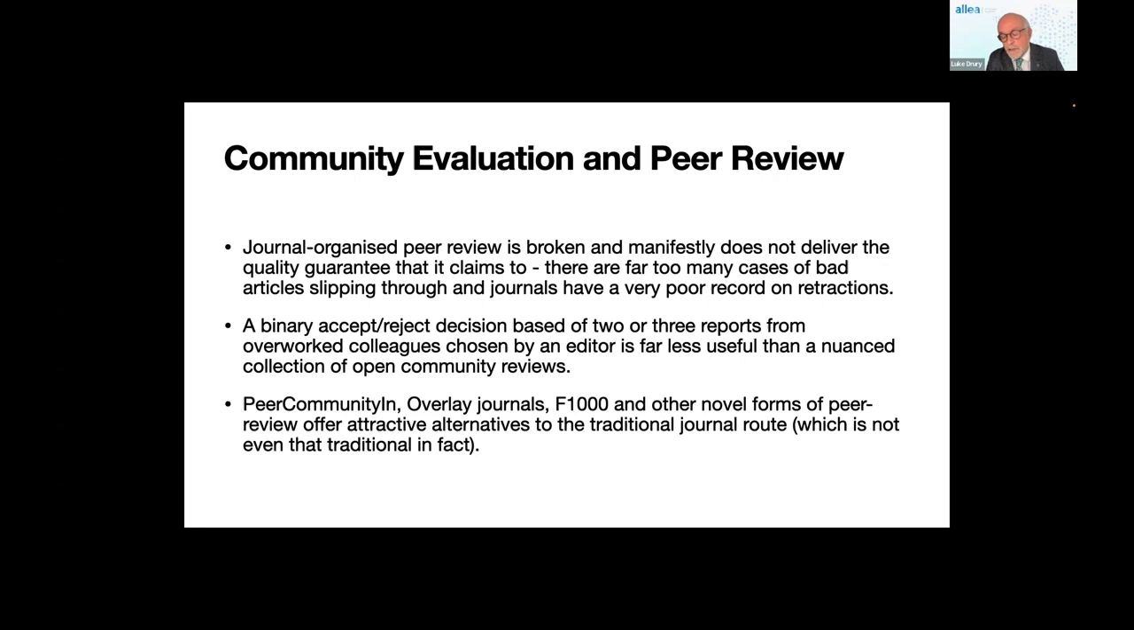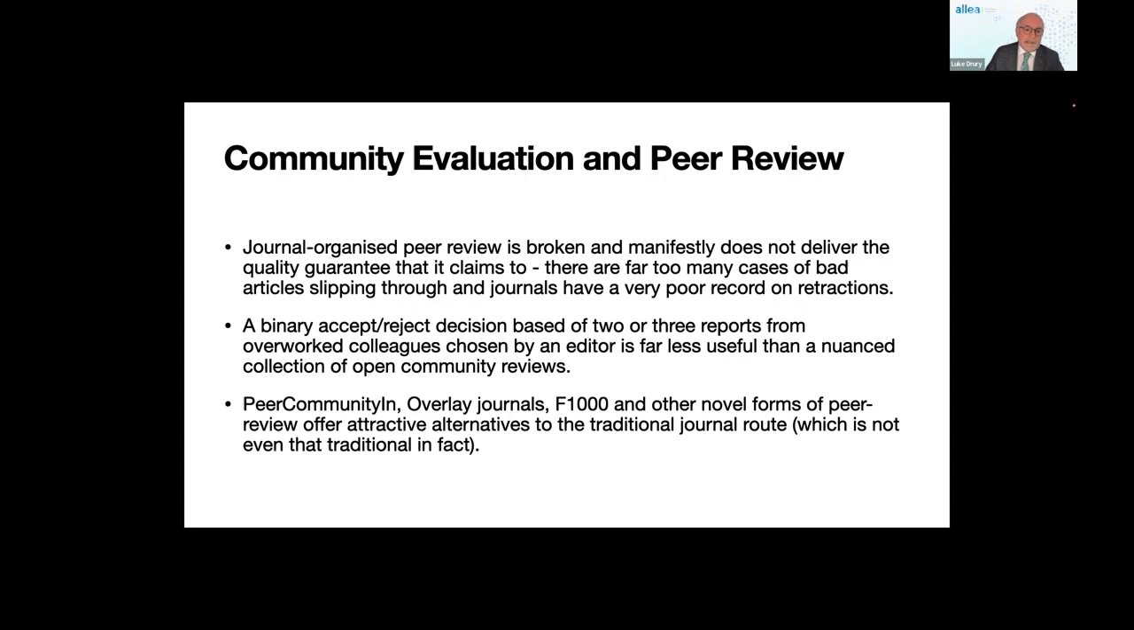retracting flawed work. I mean, perhaps the most egregious example is Andrew Wakefield's paper claiming a link between the MMR vaccine and autism, which has done untold harm, and which, however, got through peer review and into a prestigious journal, The Lancet. And there are other examples.